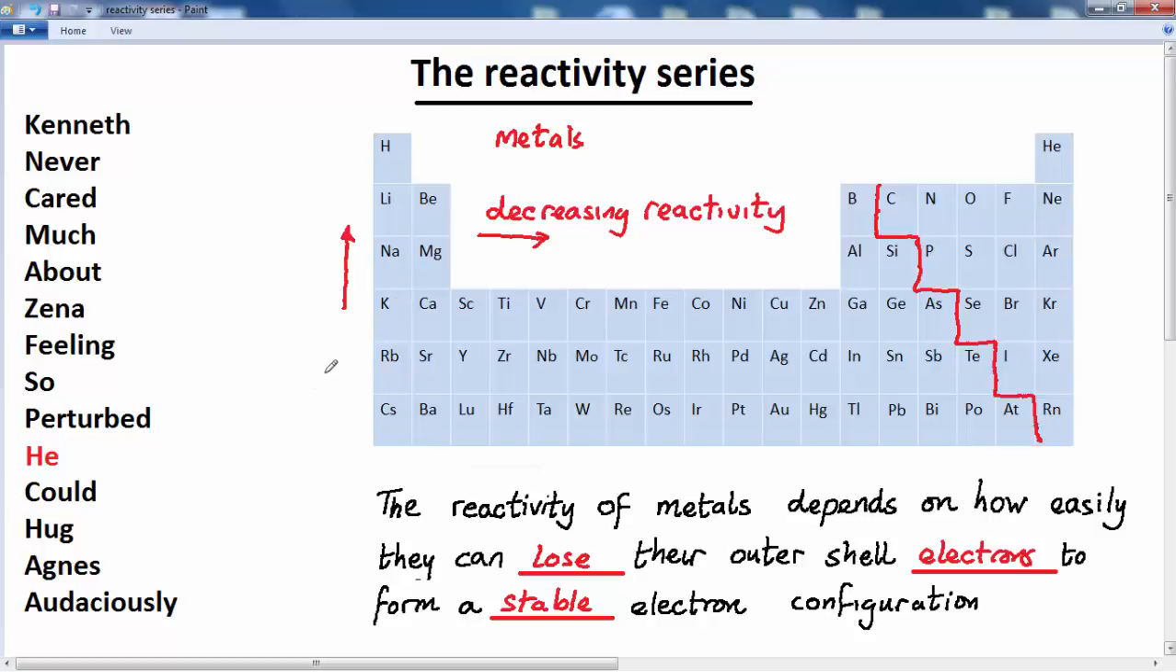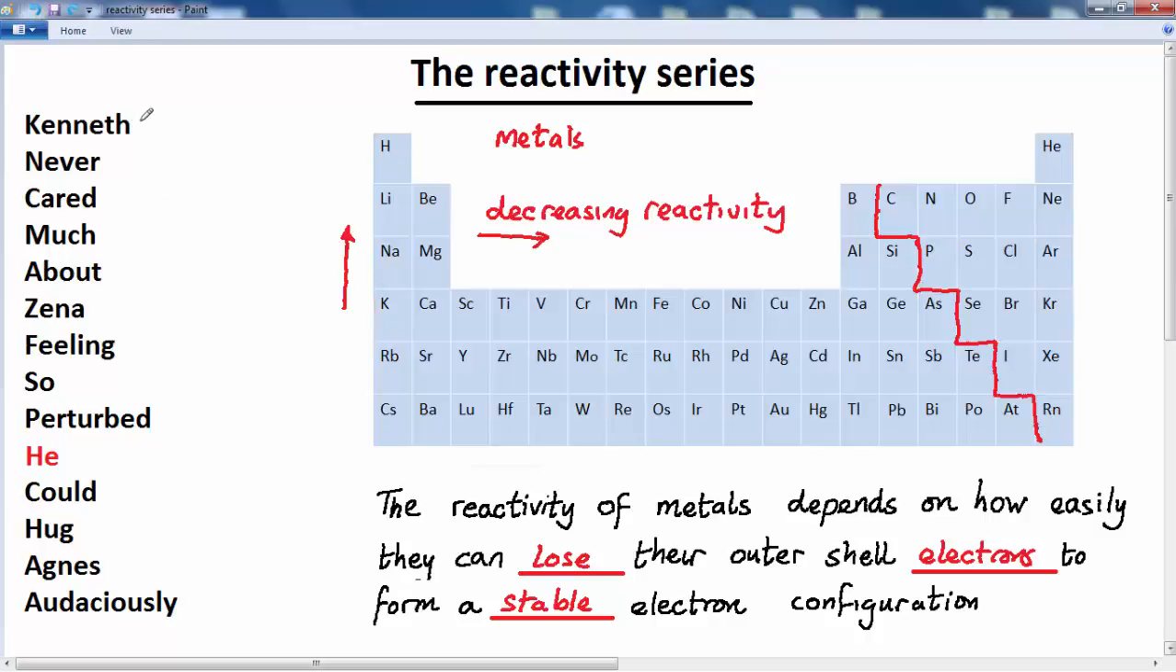Now, what I want to do in this lesson is present to you a series of useful and important metals and arrange them in order of reactivity. So we've got this little rhyme here that can help us to do that, and this is one that I learned at school, and it served me quite well over the years. Now, you may not like the rhyme, or you may have some other kind of mnemonic to do that, but it goes like this: Kenneth never cared much about Zena, feeling so perturbed he could hug Agnes audaciously. And so the first letter in each word in the mnemonic indicates an element in the periodic table.